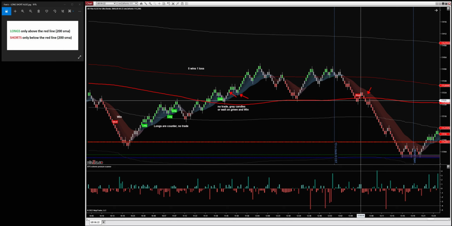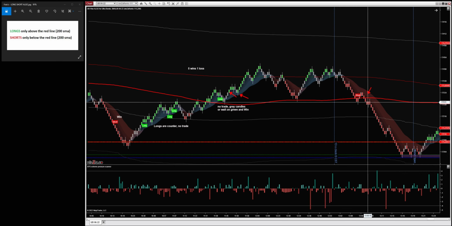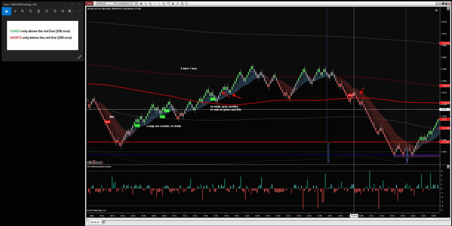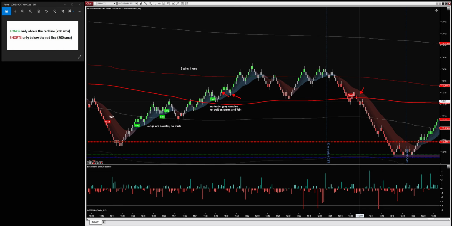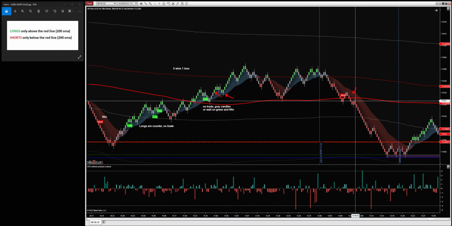Here we got a short, but this short directly got a gray bar. So you wait until you get a red bar. We need to take shorts below the 200. So you wait for bars to turn red again and below the 200, and you enter here. So we got a win here.